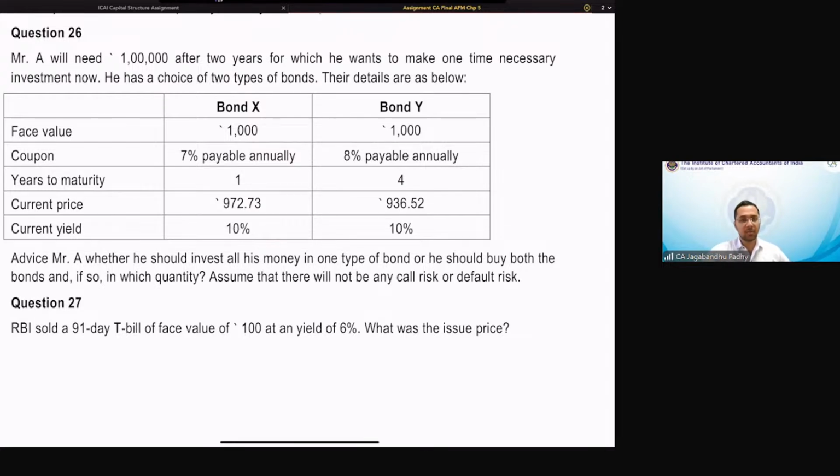Okay. He requires this 1 lakh after 2 years. Advise Mr. A whether he should invest all his money in one type of bond or should he buy both bonds, and if so, in what quantity? Assume that there will be no call risk or default risk. Now, this is something we are going to understand, the concept of bond portfolio immunization. Bond immunization. Okay, so what is this? Bond immunization.